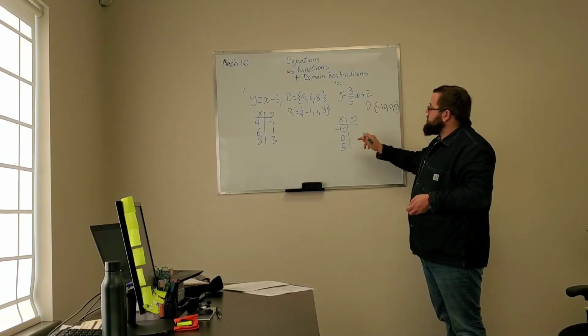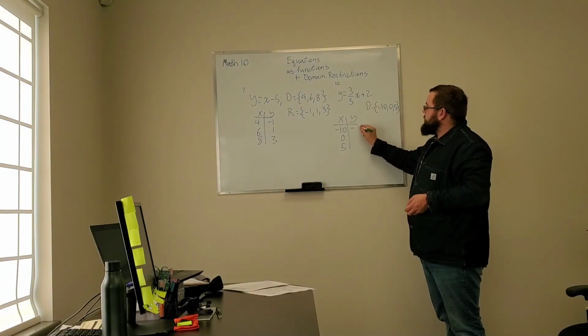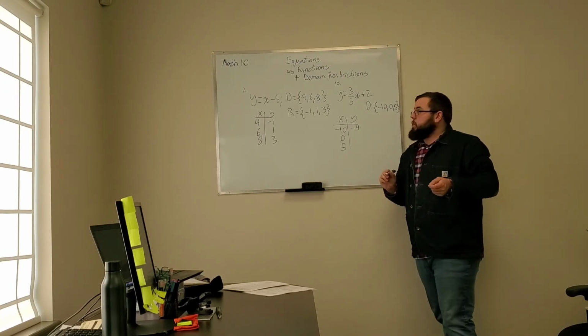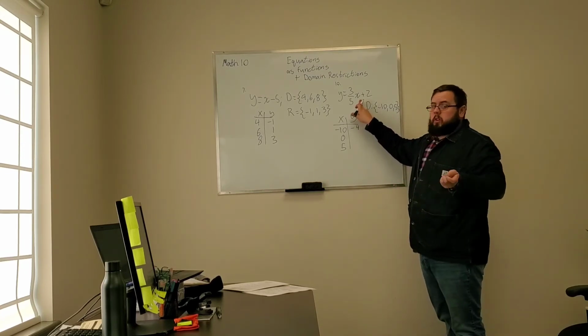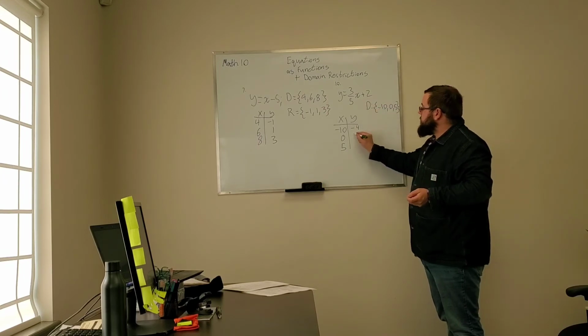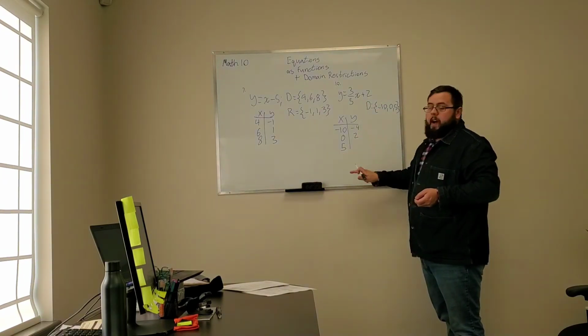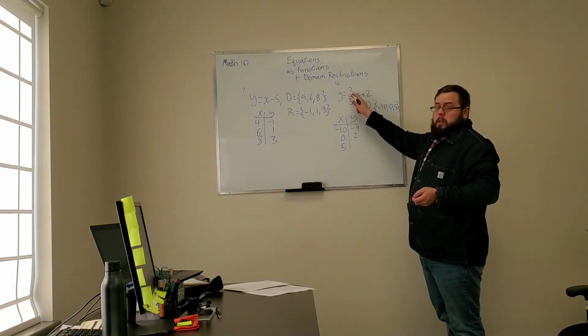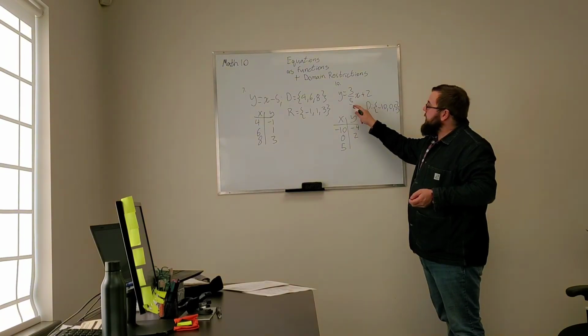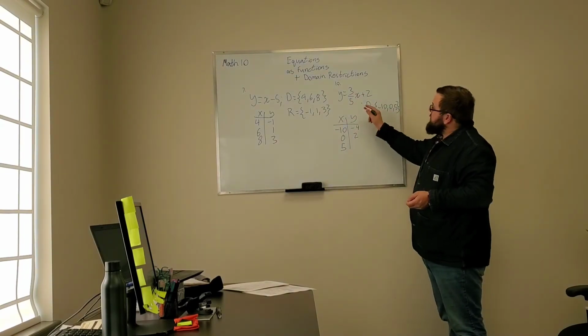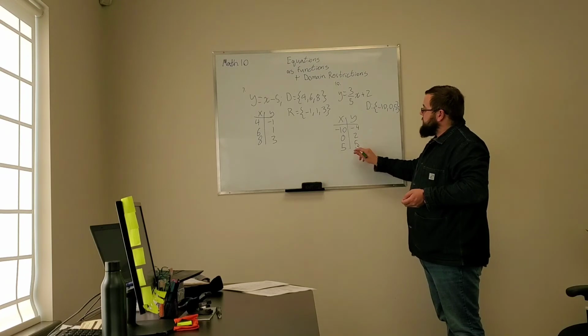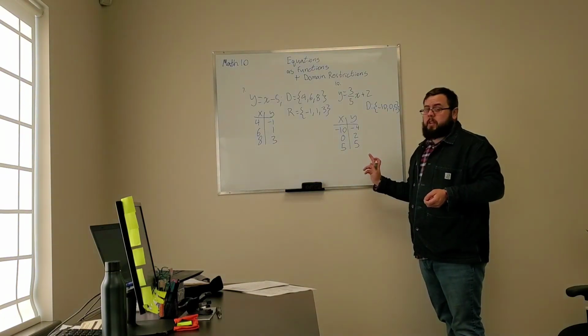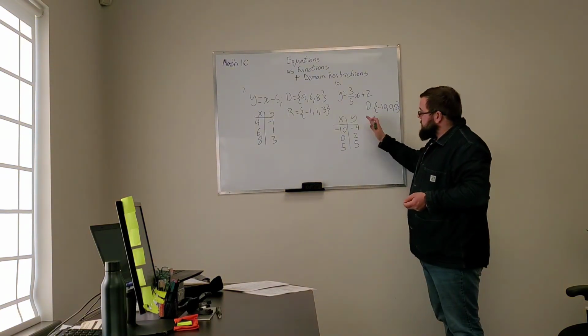-6 plus 2 is -4. Now, 0. Anything times 0 is 0, so that's easy. 0 plus 2, 2. 5. 5 times 3 is 15, divided by 5 is 3. 3 plus 2 is 5. Sometimes they can come out to be the exact same thing. That's okay. And that is our table.